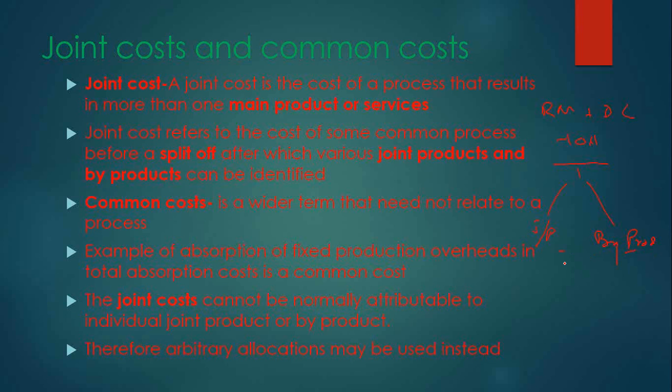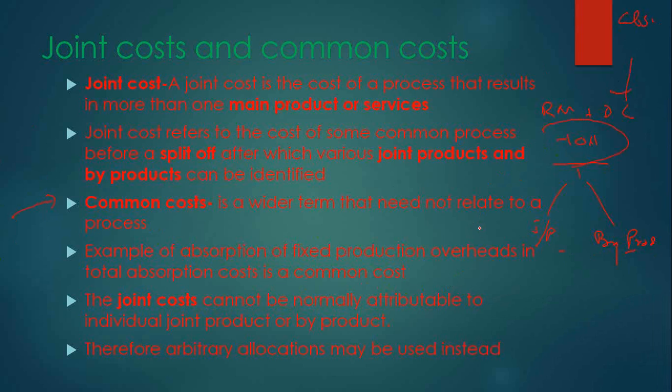Raw material, labor cost, and overhead: you put it up and then you process it, and then you get more than one product from your machine at the point of split. This is what we call a common cost. It is not related to a particular process. For common cost, the way we treat overheads, we can use the absorption costing system, that is, we can use machine hours or labor hours to take the overhead. Then the joint cost cannot normally be attributed to an individual joint product or byproduct.